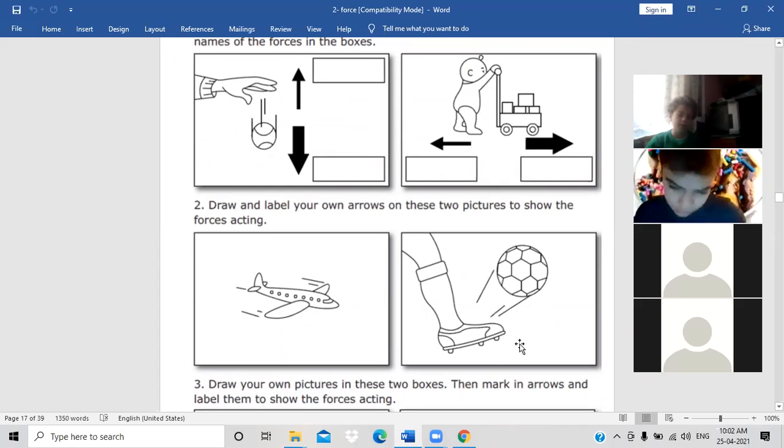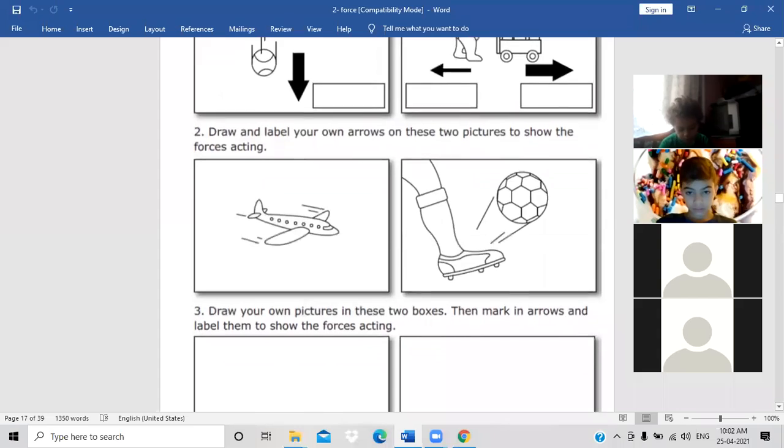So what about this, the boy who is kicking a ball? You have to draw an arrow to the direction of the motion. If there is any other force acting on it, like air resistance or anything else, you can also put the arrows for these forces too.